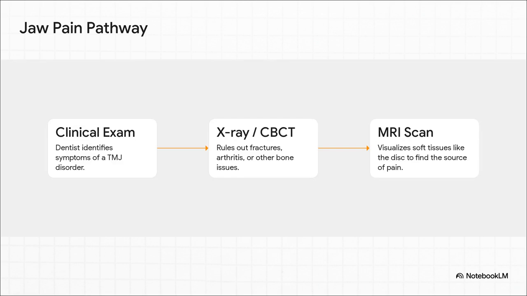This really shows how MRI fits perfectly into a logical diagnostic process. It all starts with a clinical exam. If your dentist suspects a TMJ problem, they'll often start with an X-ray or a CBCT scan. That's step 2. Rule out the obvious hard tissue problems like a fracture or arthritis, but, and here's the key, if that comes back clear and the pain is still a mystery, that's when you move to step 3. The MRI is the next step to get that high-definition look at the soft tissues and finally pinpoint the problem.